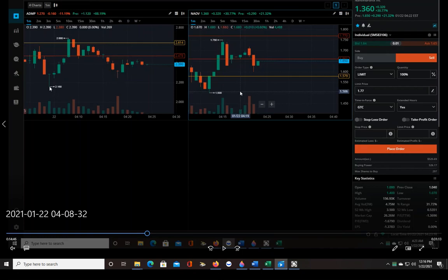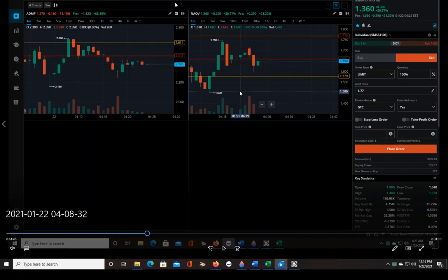Like instead of this being A, B, C, and then the D somewhere around here, A, B, and C, and then the D move is over here. But I did miss this first entry, and I remember thinking, oh man, I would have taken that entry. I missed it. So what I decided to do, because sometimes you get your entry and these things chop around like this, and then eventually they pop up and they hit your target.